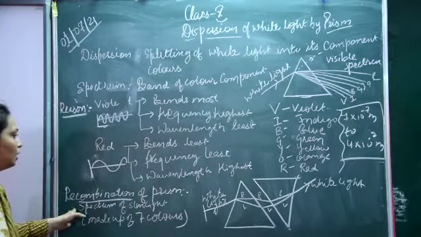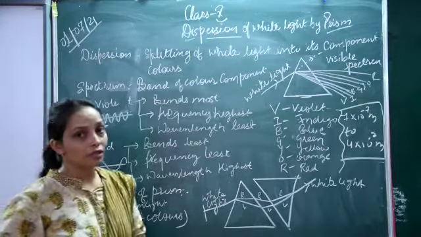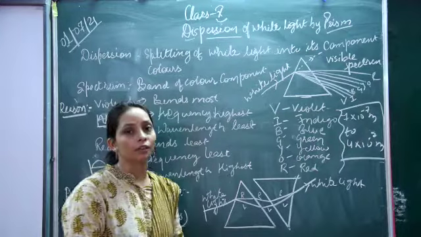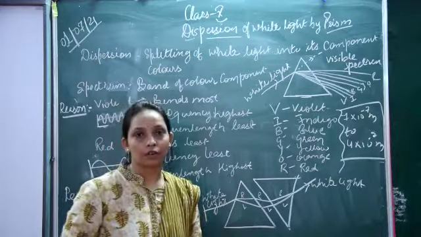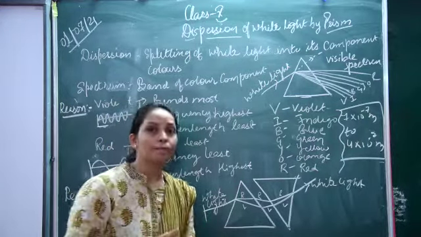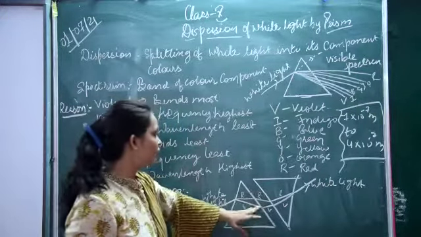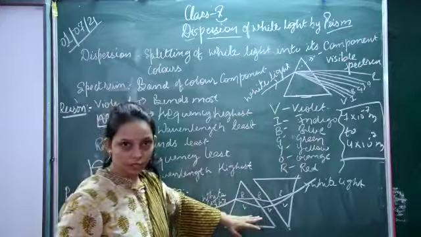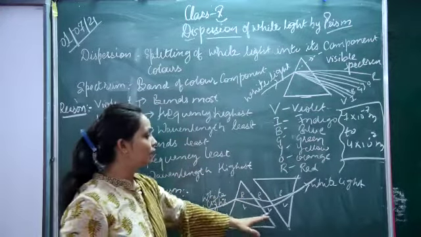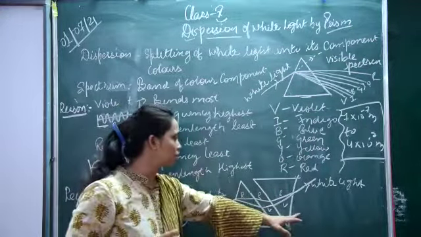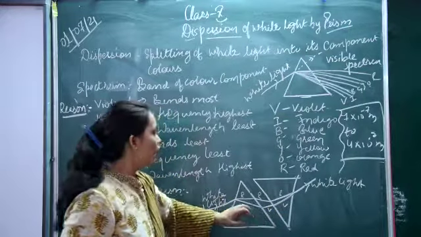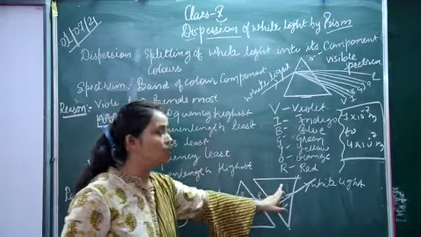Now coming towards the recombination of the spectrum, Isaac Newton did another experiment in which he formed a spectrum of sunlight. He passed a white light through the prism and got the spectrum: violet, indigo, blue, green, yellow, orange, red. He placed another similar prism in an inverted position near the first prism and passed that spectrum to the inverted prism.